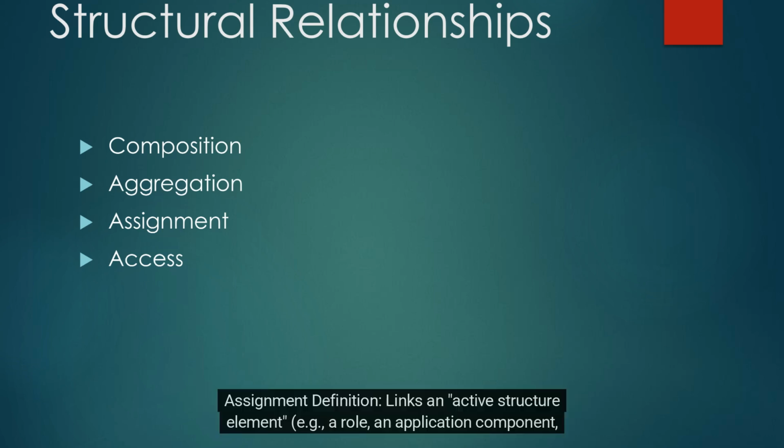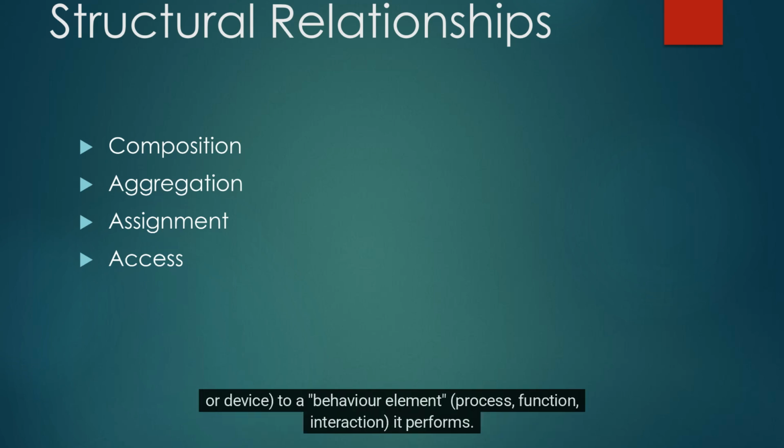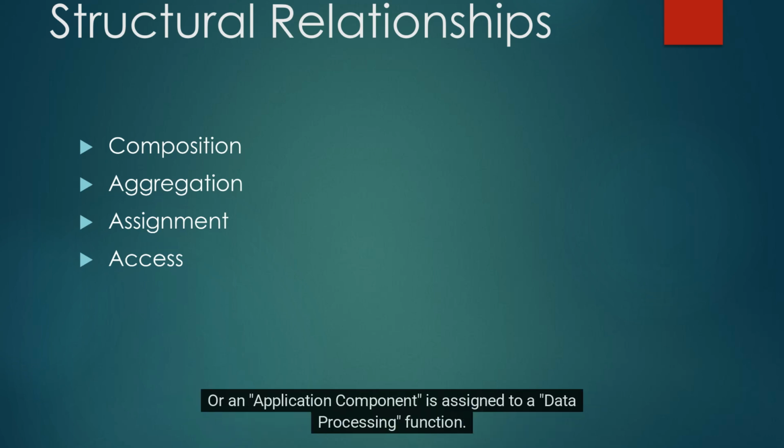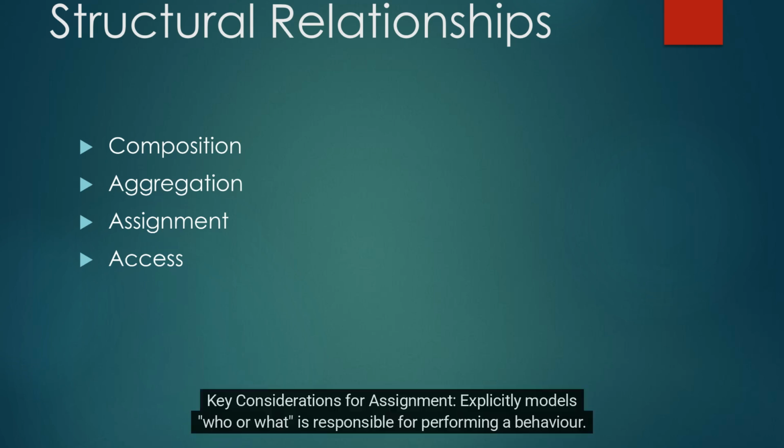Assignment definition: links an active structure element, for example a role, an application component, or a device, to a behavior element, process, function, or interaction it performs. Assignment example: a customer service representative role is assigned to a handle complaints process, or an application component is assigned to a data processing function. Key considerations for assignment: explicitly models who or what is responsible for performing a behavior.